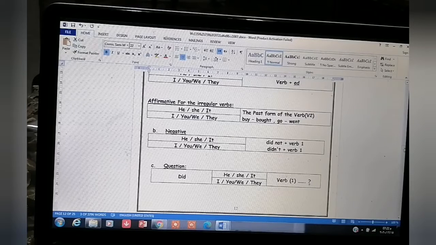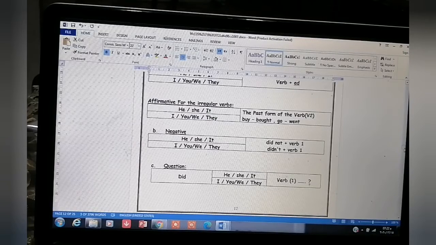Now the question: we're going to bring the helping verb did and start the sentence with it. So we can say, did he, for example, go to the market or to the supermarket, to the mall, whatever you want. Did you visit your grandparents' house? Okay. Now let's move to the next one.